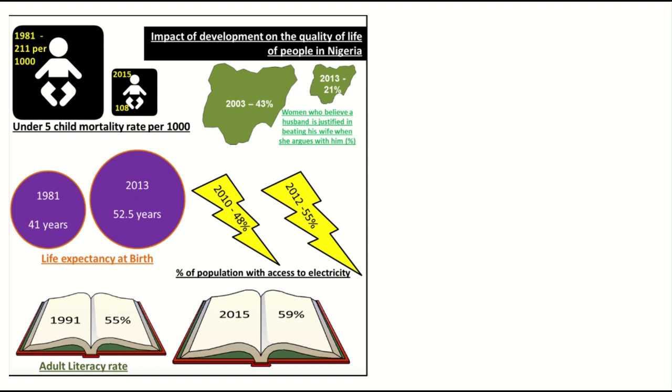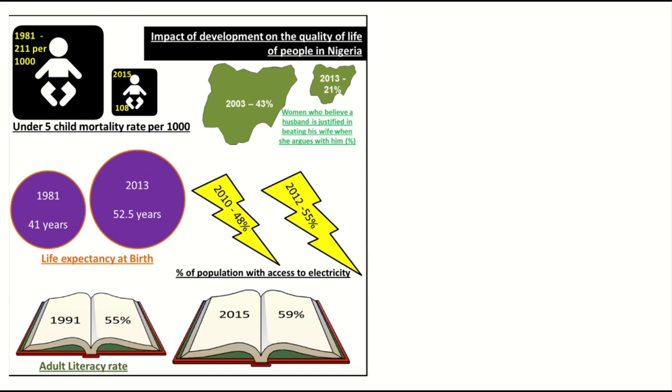And you'd have to say overall, yes, it has. Life expectancy has increased from 41 years to 52.5 years. Infant mortality has reduced from 211 to 108. The adult literacy rate has increased by 4%. We've had more rights for women. The women who believe that the husband is justified in beating his wife when she argues with him has gone down from 43% to 21%.